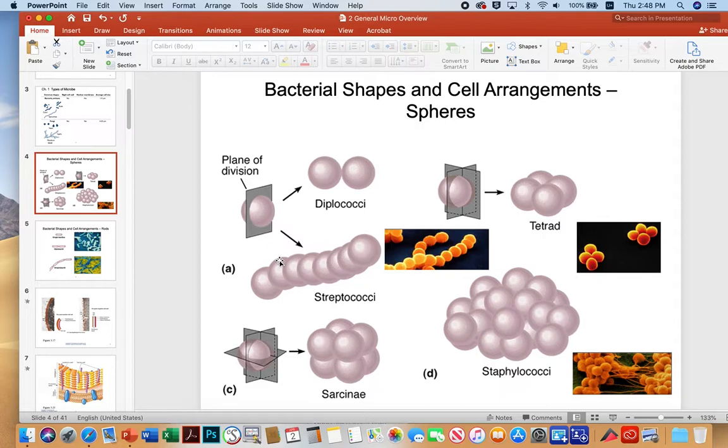So again, the basic shapes and arrangements of bacteria, they can be spherical or cocci, as you see here, and so some are in groups of 2, so we'd call those diplococci. Some are in a string of pearls type arrangement that we call streptococci.